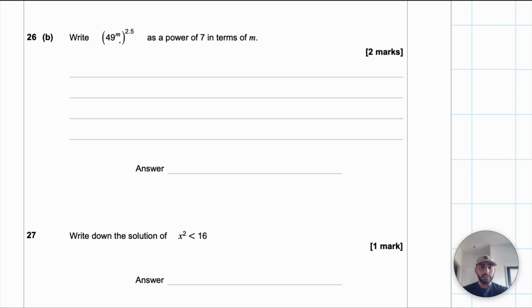Part B, 49 to the power of m, all to the power of 2.5. We want it as a power of 7 in terms of m. So we need to change this base to a base of 7. How could I rewrite this 49 with a base of 7? That'd be 7 squared. So now I've got 7 squared to the power of m, and a power to a power, you multiply them together. So it's 2m, and on the outside is 2.5. So it's a power to a power again. 2 times 2.5 is 5, and that'd be 5m. So 7 to the power of 5m.